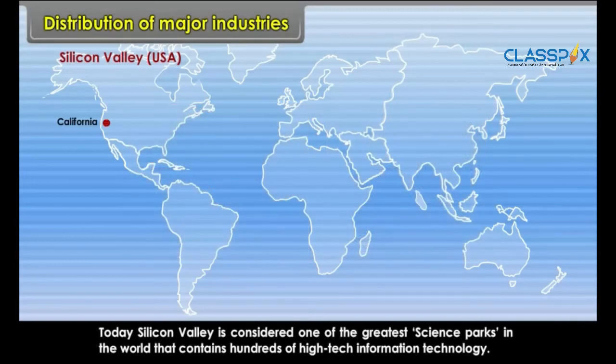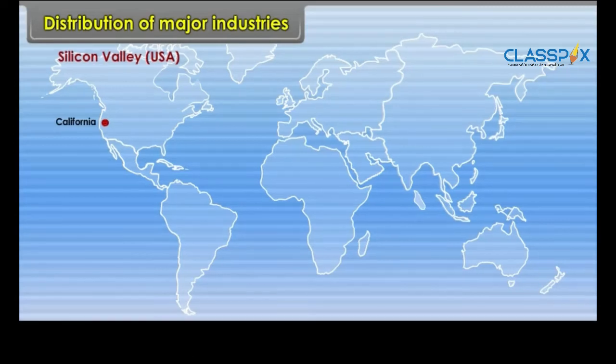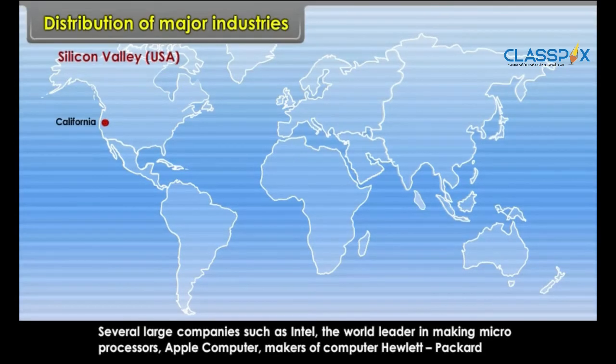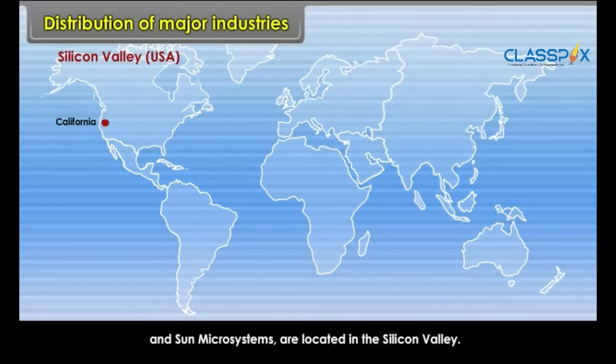Today, Silicon Valley is considered one of the greatest science parks in the world that contains hundreds of high-tech information technology companies. Several large companies such as Intel, the world leader in making microprocessors, Apple Computer, makers of computers, Hewlett-Packard, and Sun Microsystems are located in the Silicon Valley.